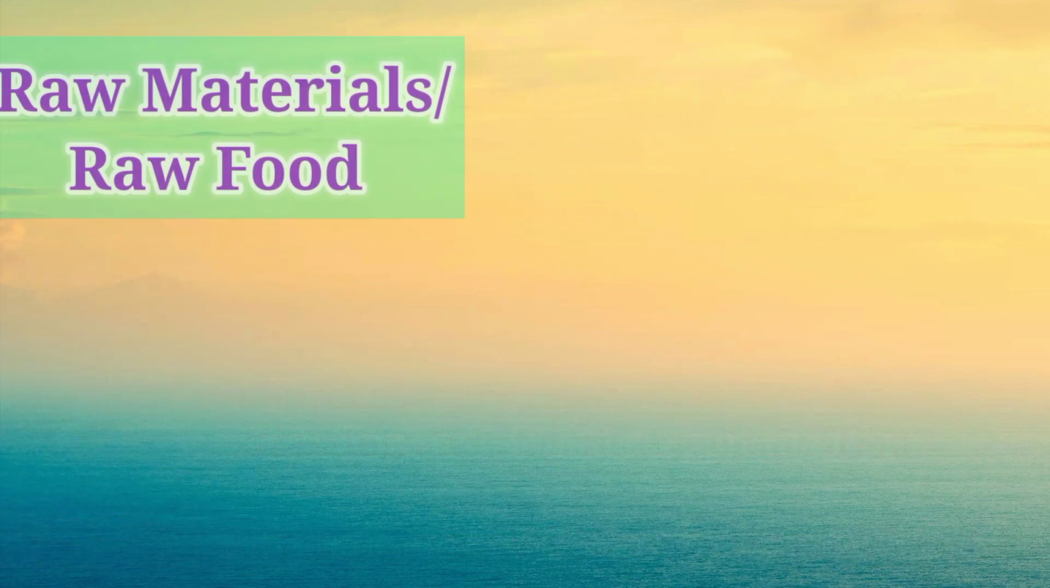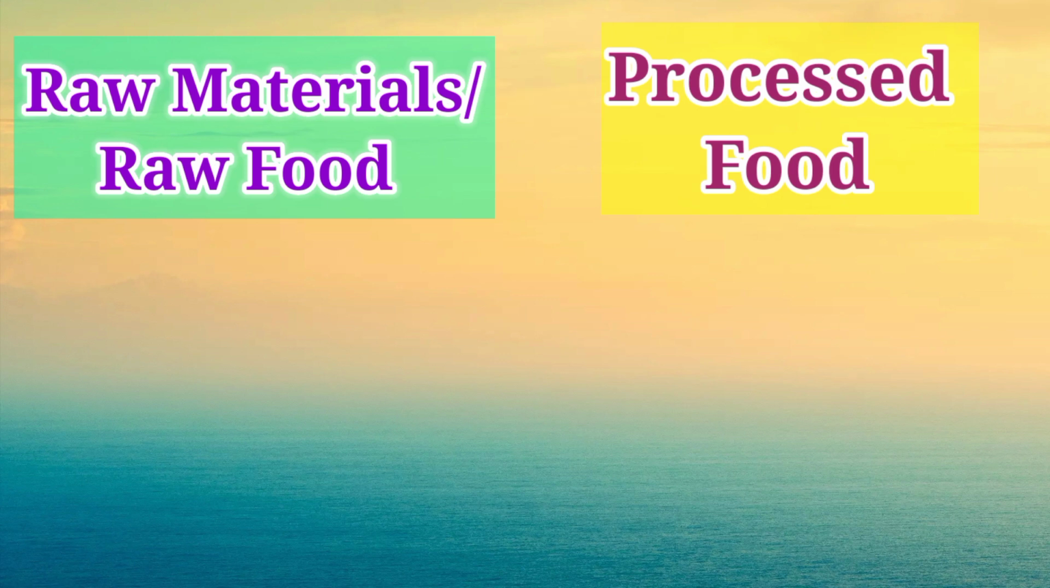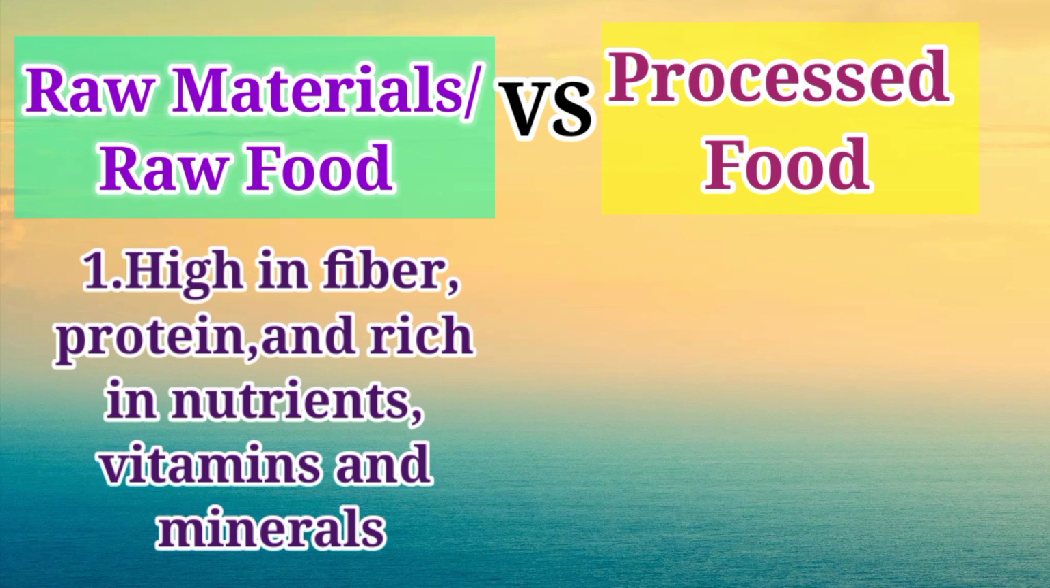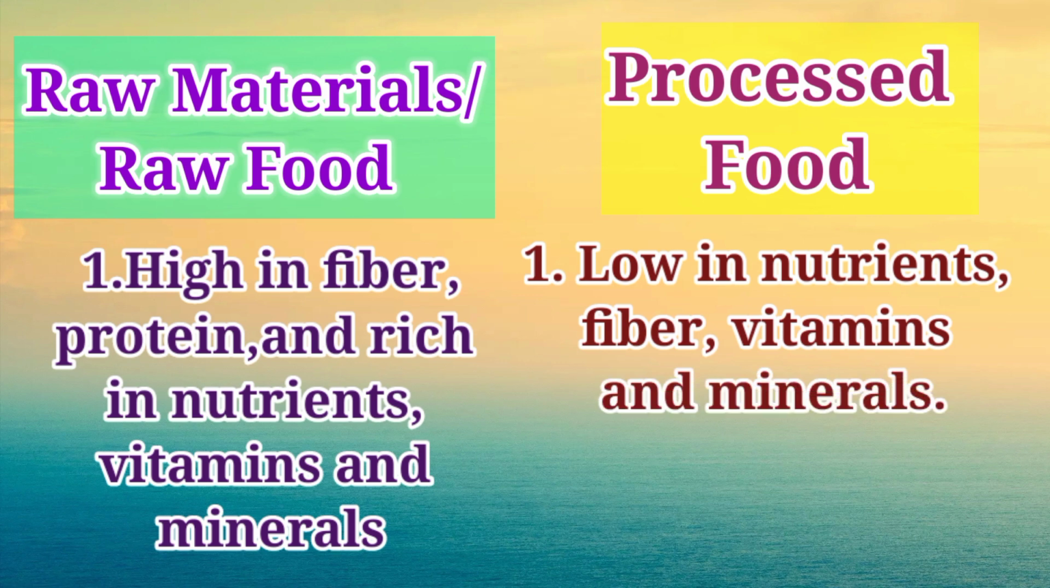Raw materials or raw food, or what we call the Mother Nature food, versus processed food. Raw materials or raw food is high in fiber, protein, and rich in nutrients, vitamins, and minerals. So raw materials or raw food are good for your health. While processed food is low in nutrients, fiber, vitamins, and minerals.